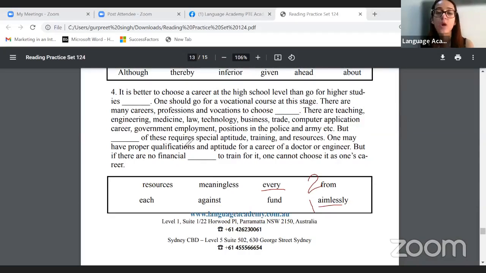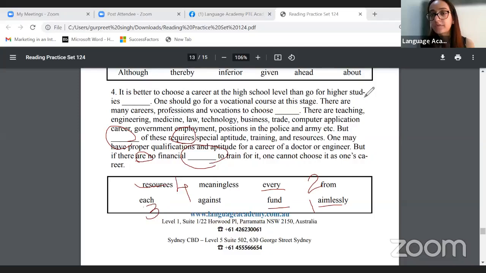But dash of these requires. So requires tells us that the noun has to be singular, and the singular noun is each of these requires special aptitude, training, and resources. One may have proper qualifications and aptitude for a career of a doctor or engineer, but if there are no financial dash to train for it, one cannot choose it as one's career. So R tells us that the answer has to be plural, and we had fund and resources matching with the statement, but because we needed plural, we have to go with resources. If there are no resources to train for it, we cannot choose it as our career.